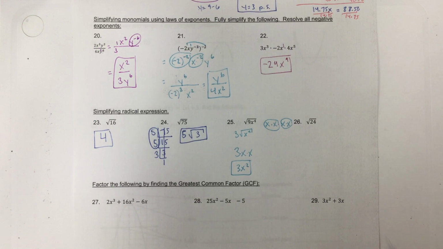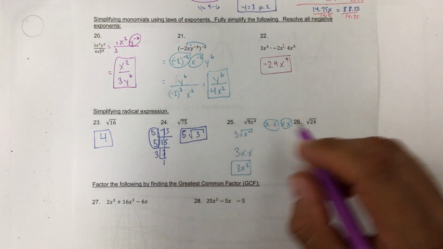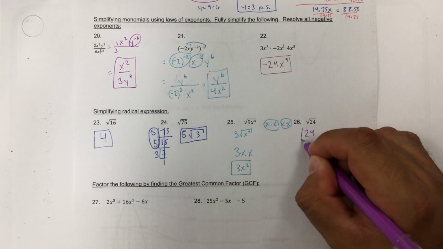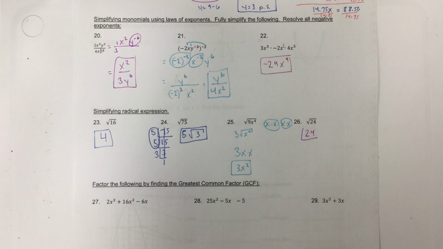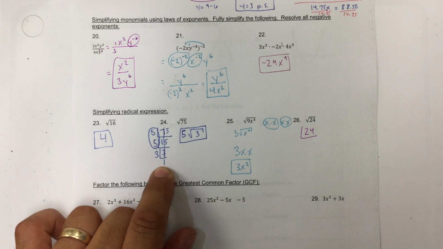All right, and for the last problem, we take 24 and we break it down just like 75. So upside down. Now, really quickly, you might be asking yourself, when do I know when to stop? When the bottom number is a 1, that's when you stop.